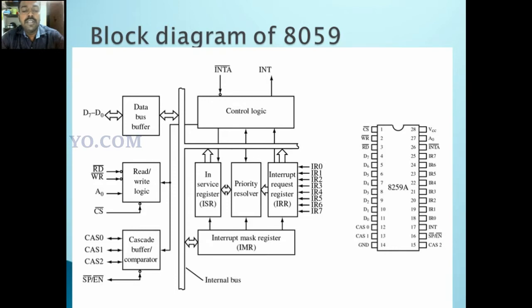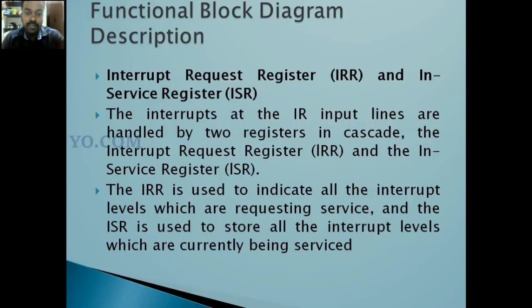So these are the registers. These registers store the different levels. Interrupt request register stores the incoming request. In service register stores the interrupt being serviced. Interrupt mask register stores some hidden interrupts. Okay, so this is the block diagram of 8259. We will see the detailed discussion.